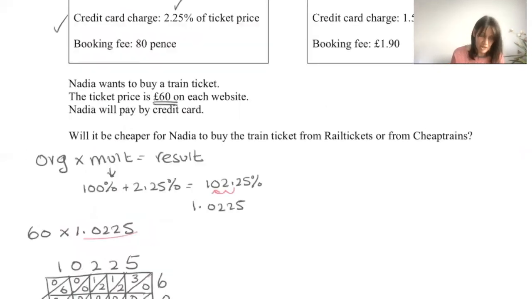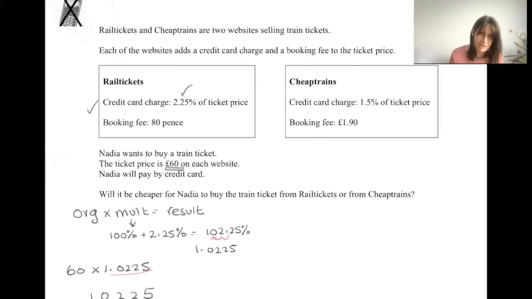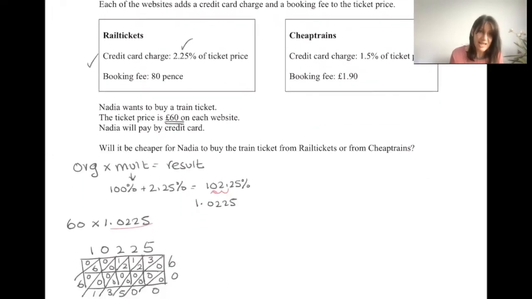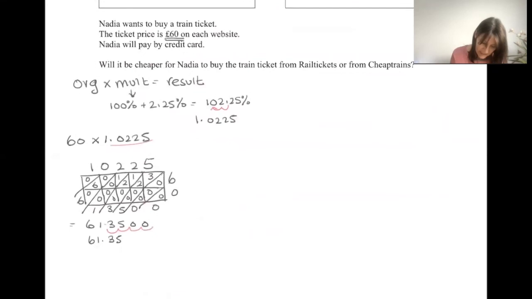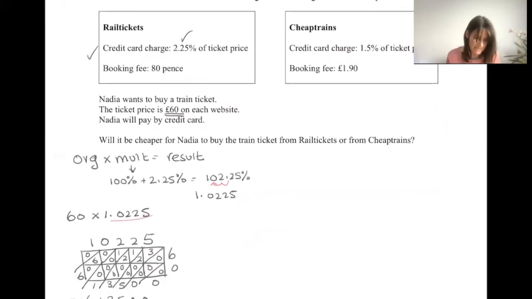They're also charging, let's make this a little bit smaller so we can see everything. They're also charging 80 pence. So we're going to add our 80 pence on, which is our booking fee. And we would end up with 5, that's 11, carry the 1, £62.15. And that is what rail tickets will charge.